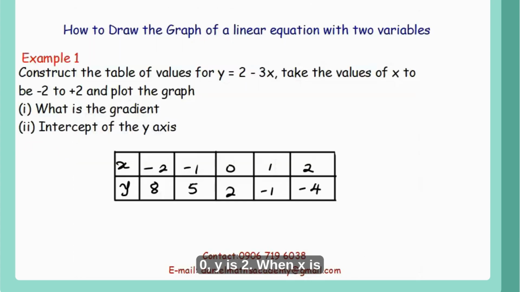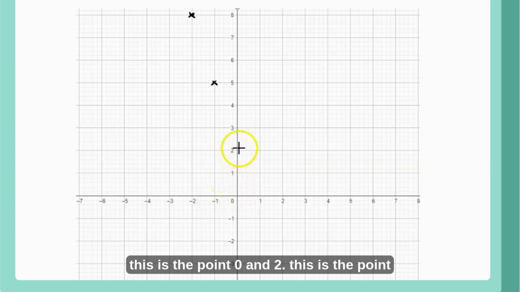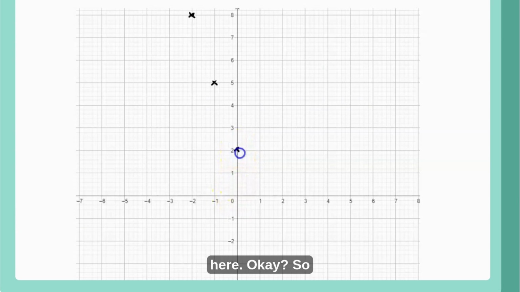When x is 0, y is 2. So come over here, our x is 0 and our y is 2. So this is the point 0 and 2. So this is the point here. Okay, so let's go on.